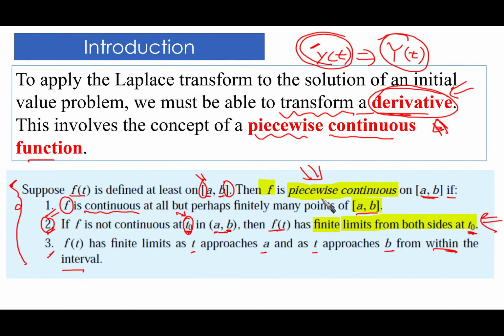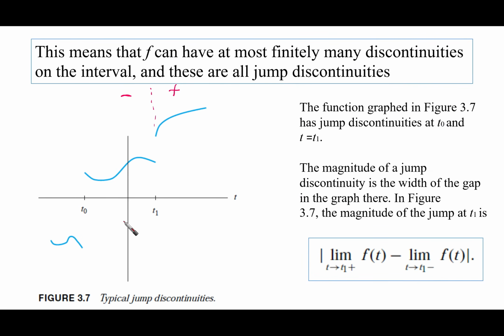Let's have an example to understand it. Okay, look at this function. We can call it a piecewise function. What is the meaning of piecewise here? This function that is graphed here has jump discontinuities at points t naught and t1. As you can see, we have some discontinuity. The function here is smooth, but at some points, t naught and t1, it is discontinuous.